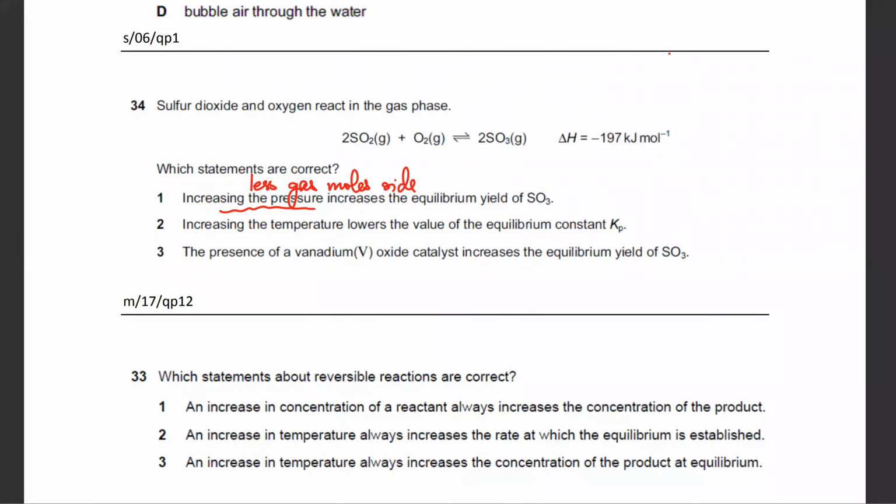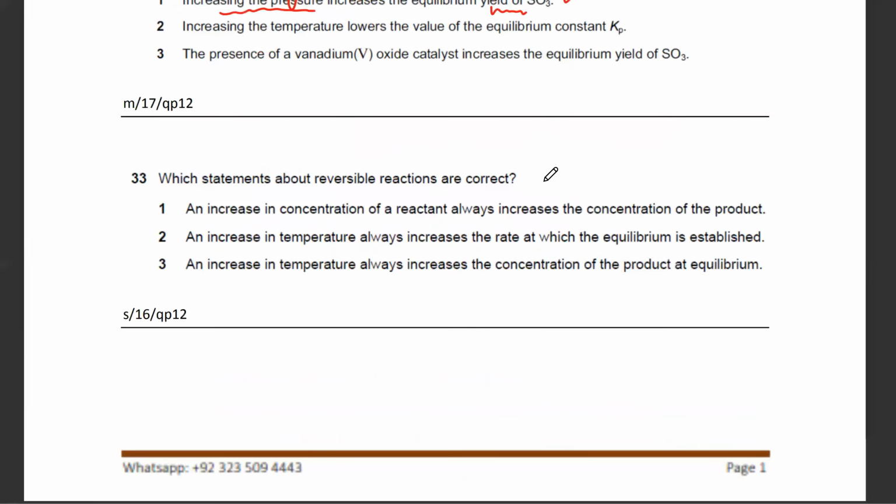So which side has less gas? On this side you've got 3 moles. On the other side you've got 2 moles. So clearly that is the side that will be favored. So the yield of SO3 will increase. So that's fine. Okay, is that clear? Is this clear to everyone? Aisha, is it clear?